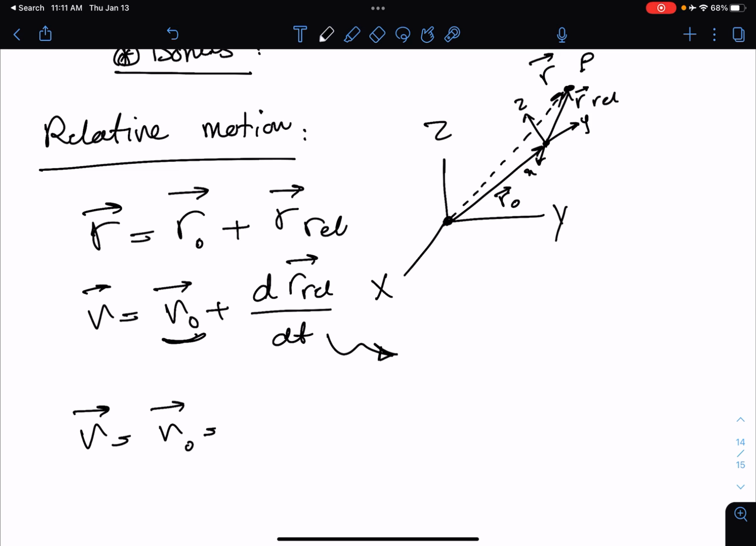So this velocity vector is going to be equal to omega cross r relative, that's omega cross your relative vector, plus v relative, which is dr dt relative.